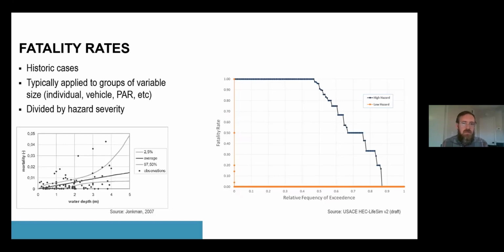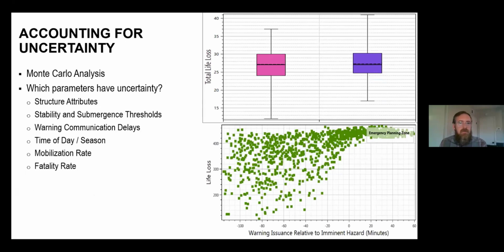And these fatality rates are typically divided or separated by hazard severity. So for LifeSim, you've got low and high hazard zones. For Jonkman's method, you've got the zone of rapid rise, or the breach zone, which you're very close to the breach. And then you've got the more slow rise zone further away from a levee breach. As I mentioned, there's a Monte Carlo simulator in LifeSim, so you can account for uncertainty. Here's some of the parameters that have that uncertainty and kind of the distribution of results that you can see.